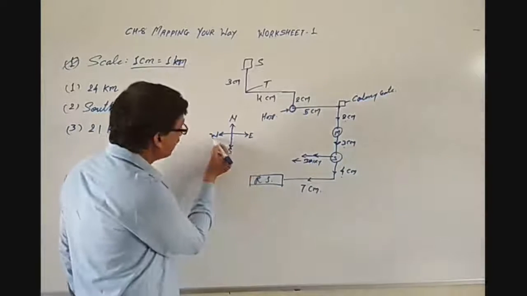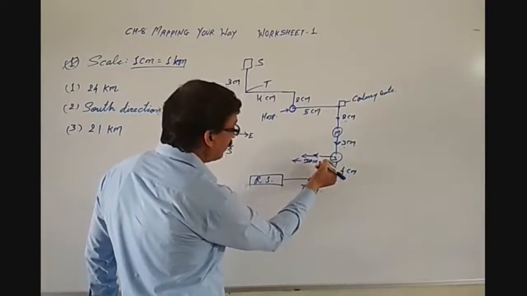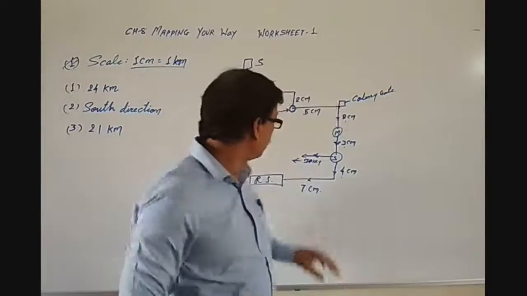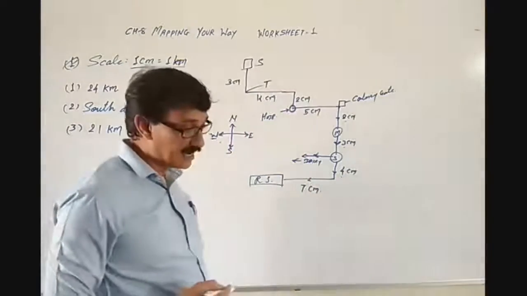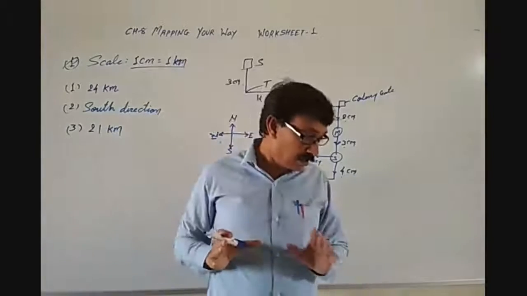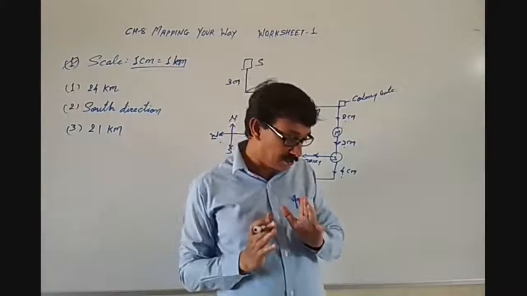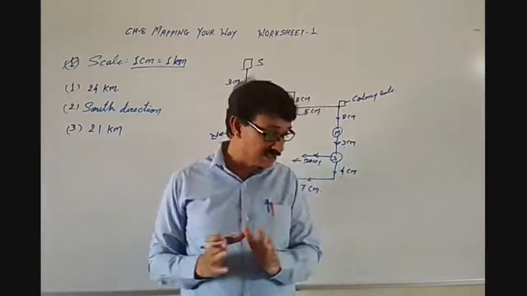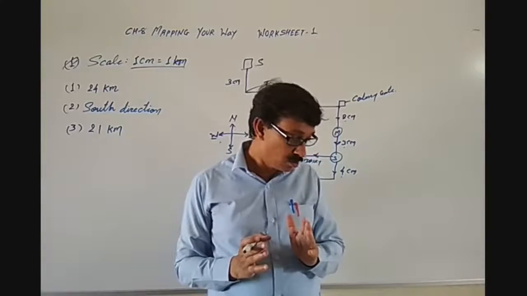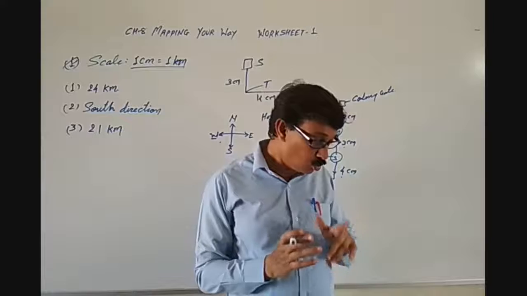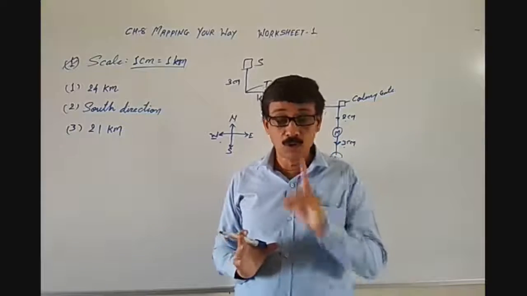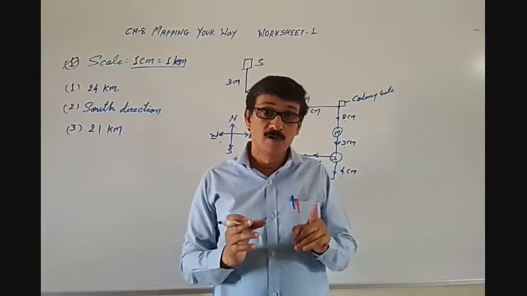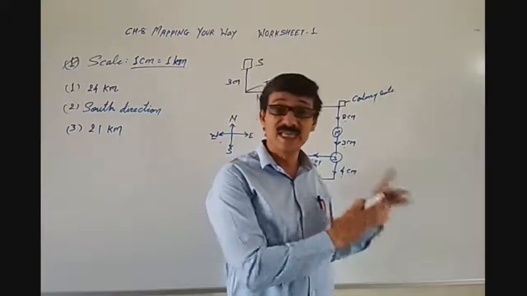See, this direction is west, isn't it? This direction, mark the arrow. This is west. So from school, the Delhi is in the west direction. So you should answer from school, the Delhi is in the west direction. Or else you should answer, I will go in the west direction to go to Delhi from school.